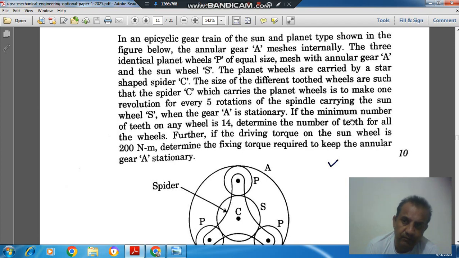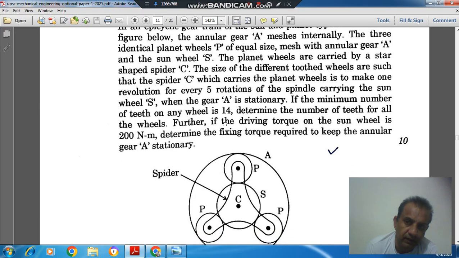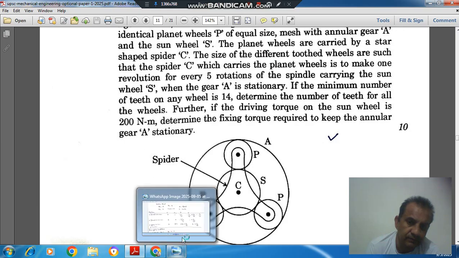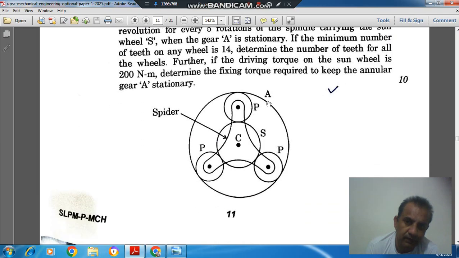stationary. If the minimum number of teeth on any wheel is 14, determine the number of teeth for all the wheels. Further, if the driving torque on the sun wheel is 200 Newton meter, determine the fixing torque required to keep the annular gear A stationary. So this is the given figure. A is annular gear, S is sun gear, P is planet, C is spider.